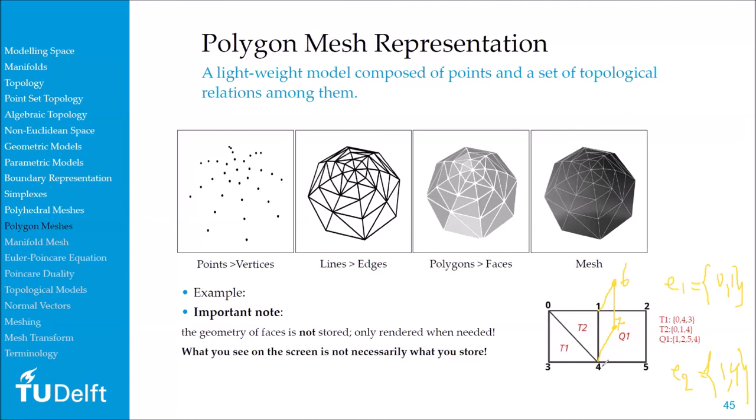Yeah? So all kinds of information pertaining to the topology of this shape, the manifoldness, the connectivity, et cetera, can be observed from these sets. That's why we bothered with that very abstract definition of topology at the beginning.